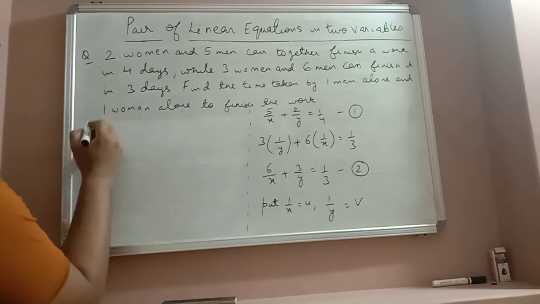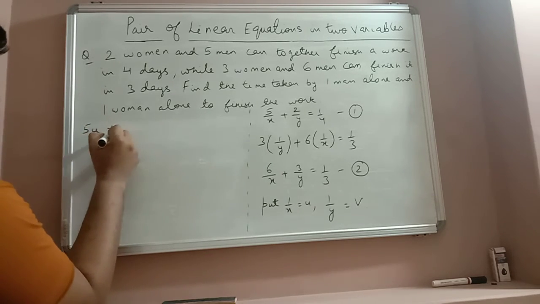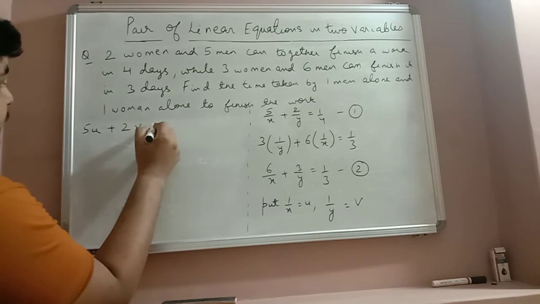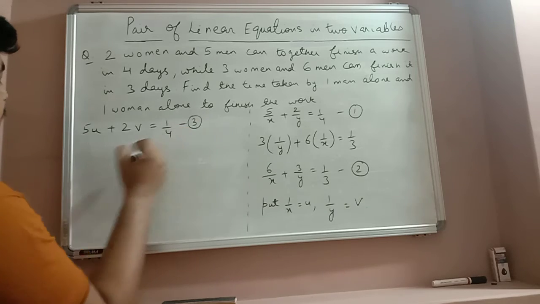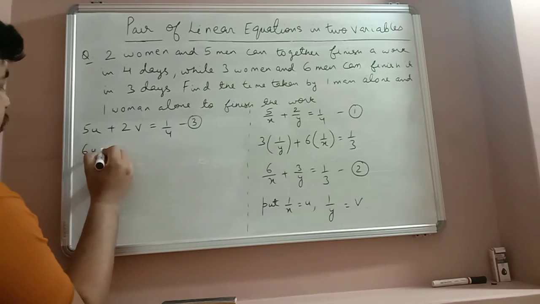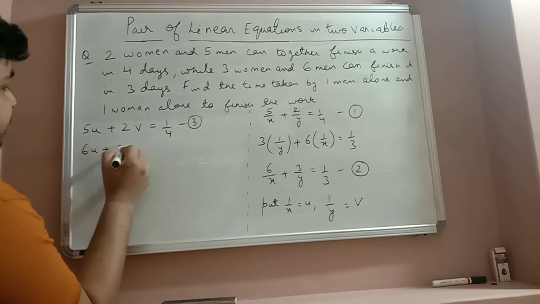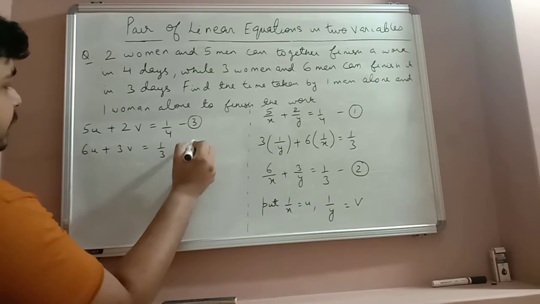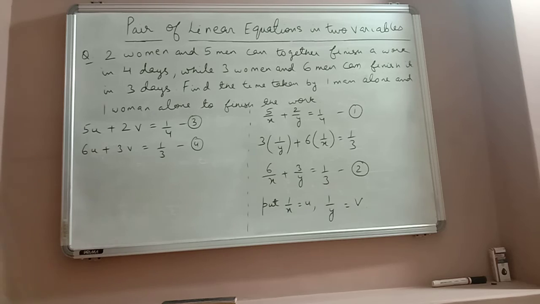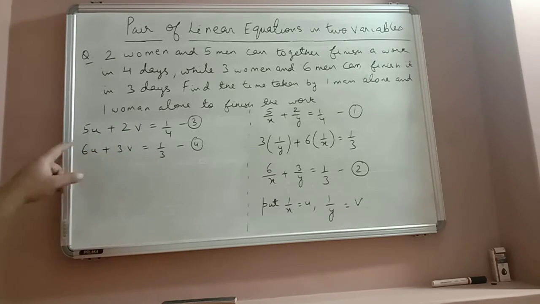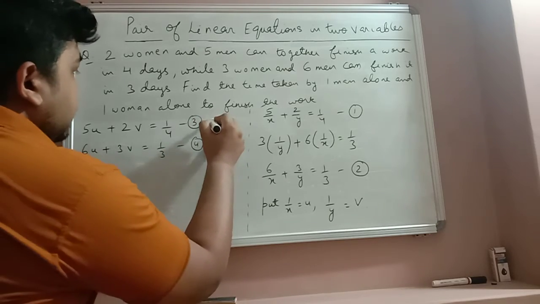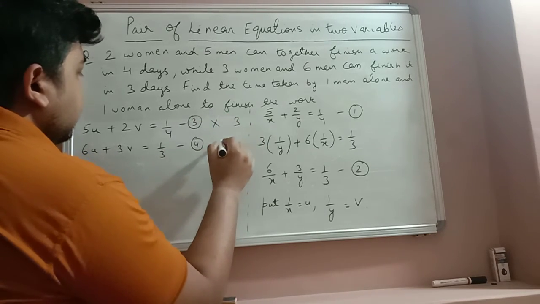So now the equations will become 5 times u plus 2 times v equals 1 by 4. Let me call this equation number 3. And 6 times u plus 3v equals 1 by 3, equation number 4. Now again we can solve this using elimination method. So let's eliminate v. So I'll multiply this equation by 3 and this equation by 2.